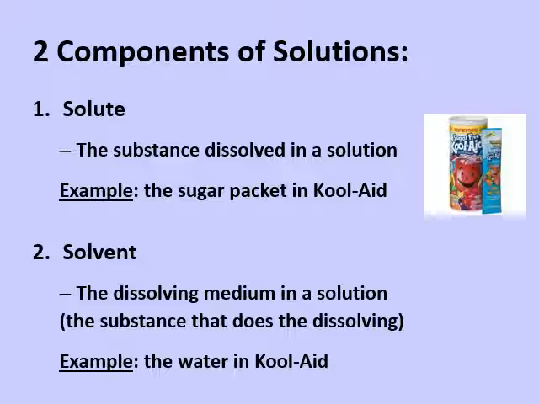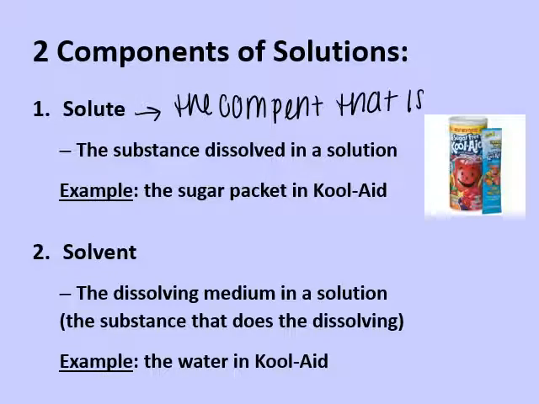Now, talking about solvent versus solute, so solute is the substance that is dissolved in a solution. So think of it as the thing that you're adding, or we specifically refer to it as the component that is present in the smallest amount. So whatever you have an excess of, whatever you have a lot of, that is going to be your solvent. So it is your dissolving medium or the substance that does the dissolving. And the thing that is dissolved is going to be the solute.